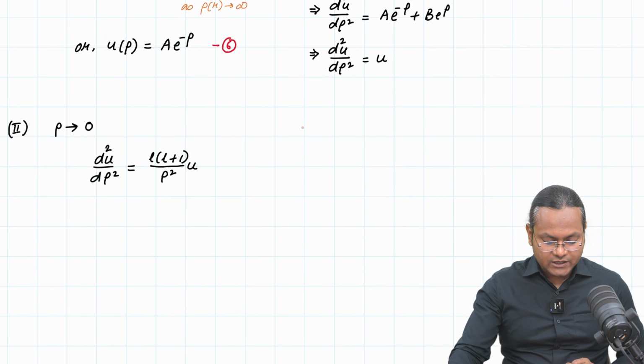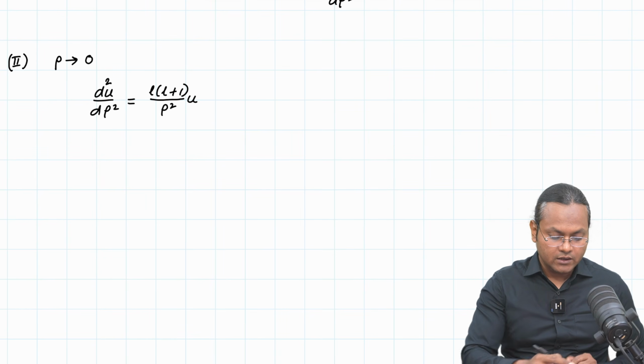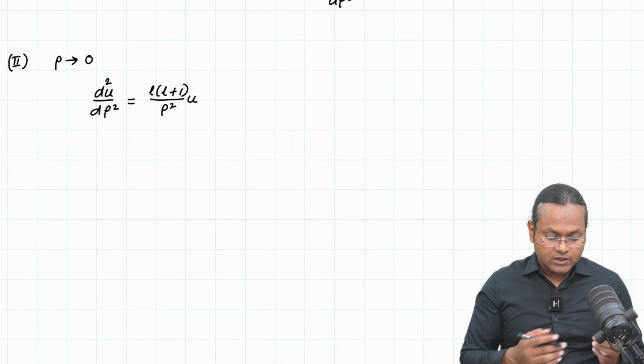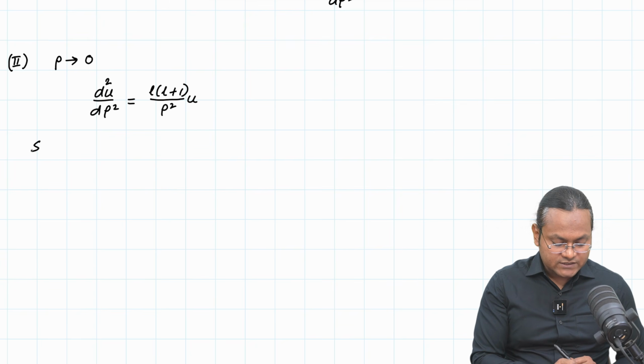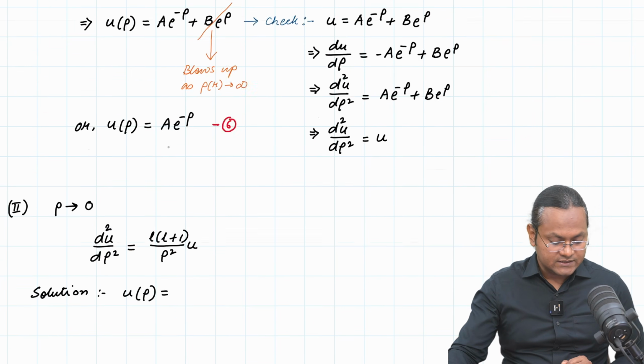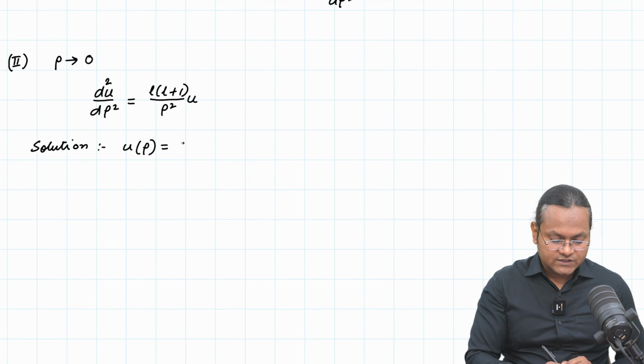In that kind of a scenario, we end up getting this particular differential equation. Again, I'm going to give you a standard solution of this kind of a differential equation with a simple check to see that this is indeed true. Here, for this kind of a differential equation, the solution is given as some constant C rho to the power l plus 1 plus some constant D rho to the power minus l.